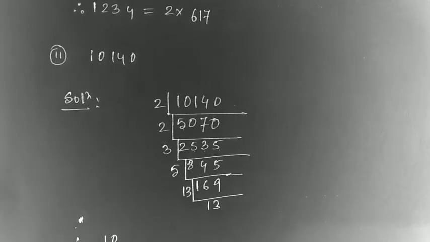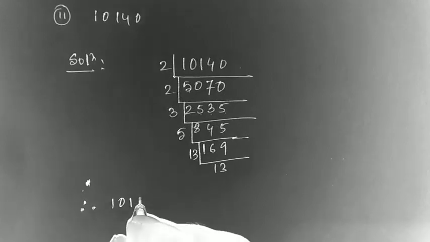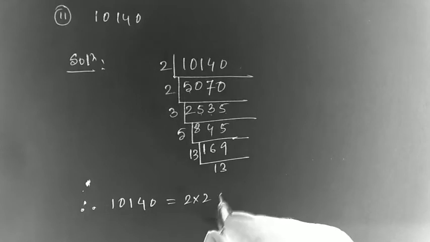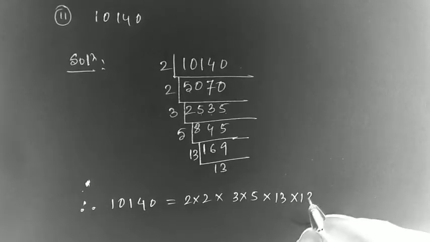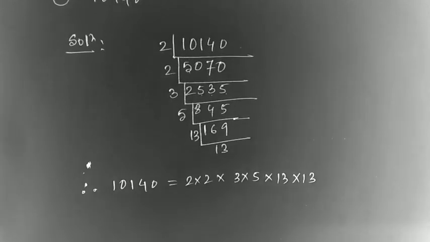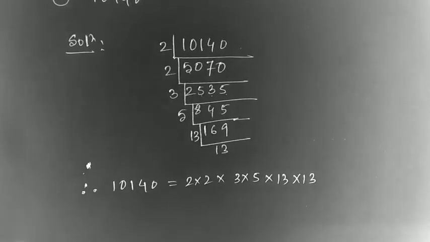Therefore 10140 can be written as 2 into 2 into 3 into 5 into 13 into 13. So this is the solution. Very easy, these solutions are. So let's see question number 2.